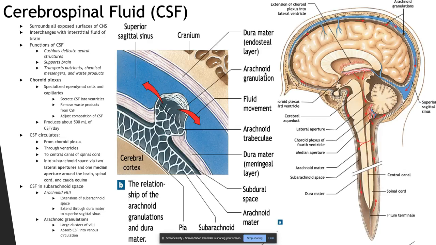In adults, those extensions form large arachnoid granulations, and CSF is absorbed into the venous circulation at the arachnoid granulations. The choroid plexus produces CSF at a rate of about 500 milliliters, or about 2.1 cups per day. The total volume of CSF at any moment is approximately 150 milliliters, so the entire volume of CSF is replaced about every 8 hours. Despite this rapid turnover, the composition of CSF is closely regulated, and the rate of removal normally keeps pace with the rate of production.